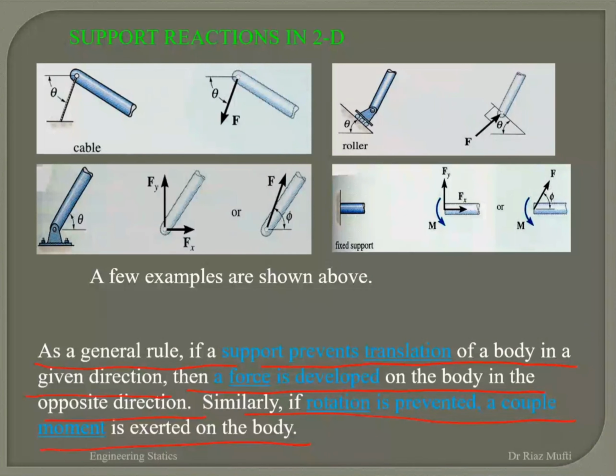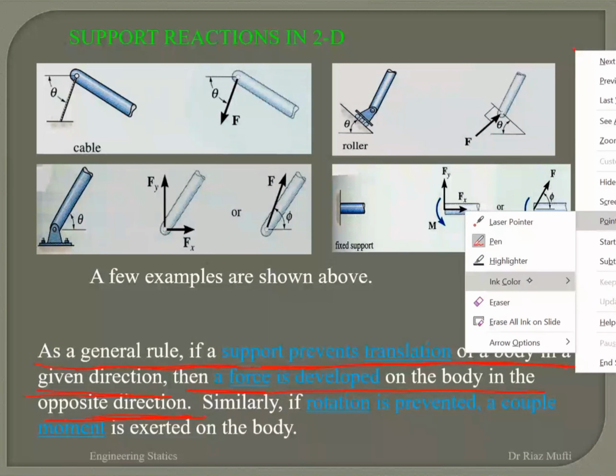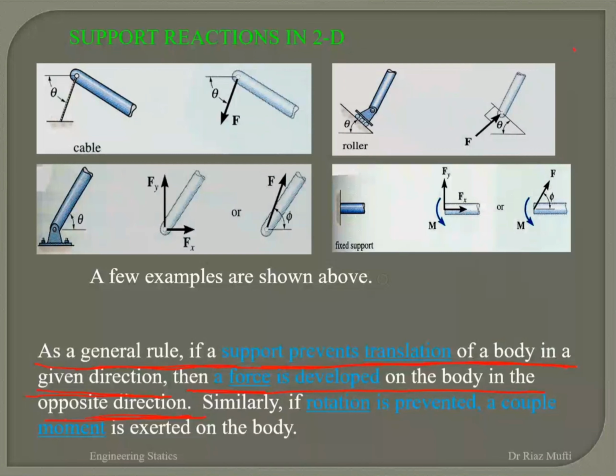So in simple words, if I look at this part only, it says here, as a general rule, if a support prevents translation of the body in a given direction, then a force is developed on the body in the opposite direction. So again, I'll give you the same example. Let me change the color of the pen. Again, I've got a box which weighs 100 Newton, and it is on the table.